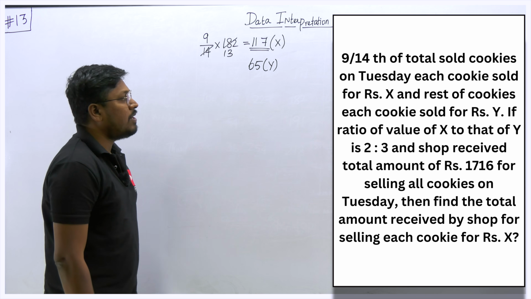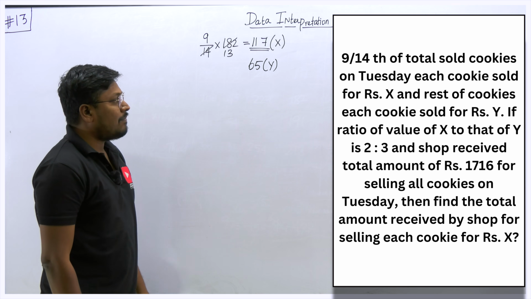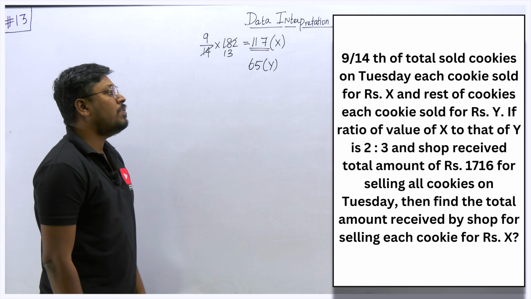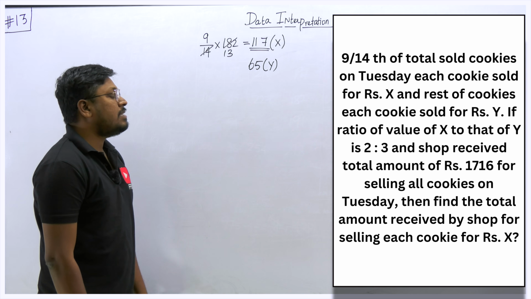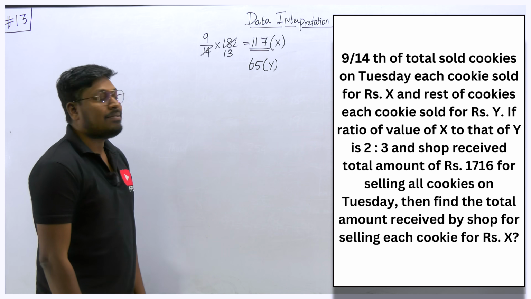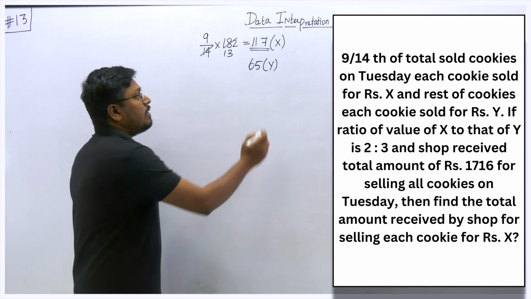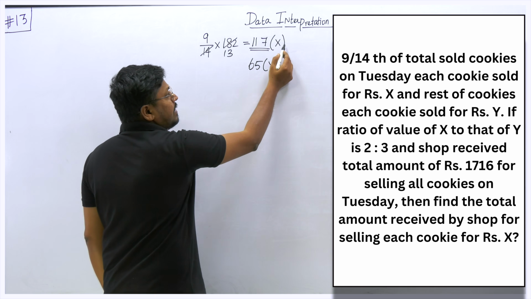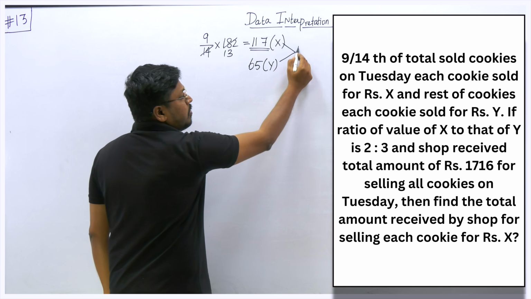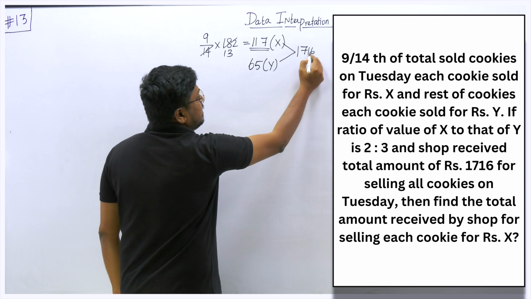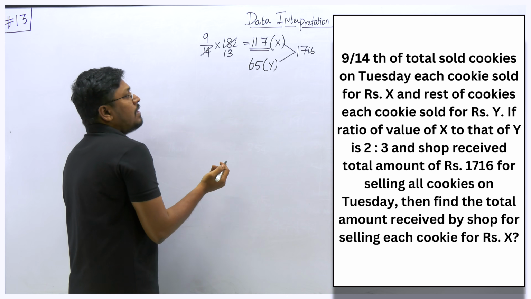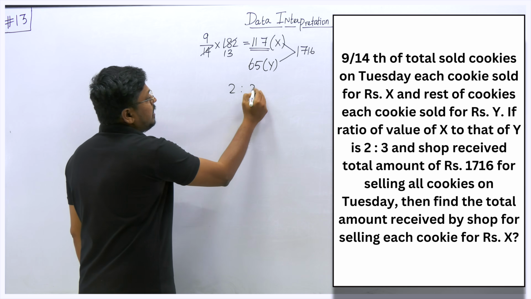So what is the next point? If the ratio of value of X to Y is 2:3 and the shop receives a total amount of 1716. So just see here, after selling these 2 parts, the total amount will be 1716, and they have given a ratio as well. The ratio will be 2:3.